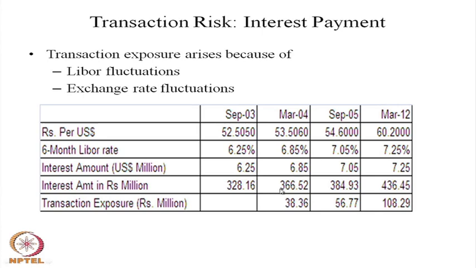So, now if you multiply 6.85 into $200 million, for the 6 month interest rate, it becomes 366.52. But since the dollar has changed from 52.5050 to 53.5060, the difference comes to around 38.36 millions of rupee, which is an extra payment.